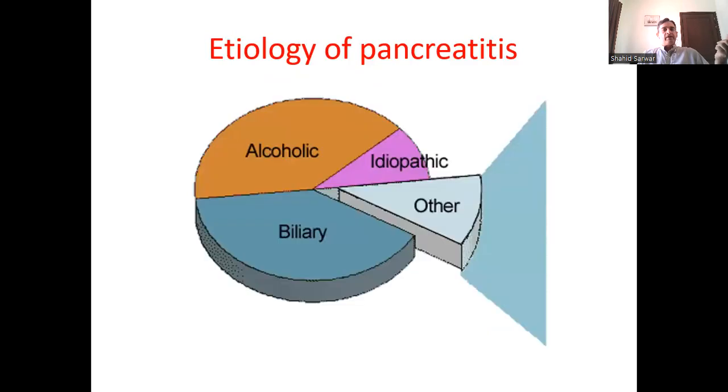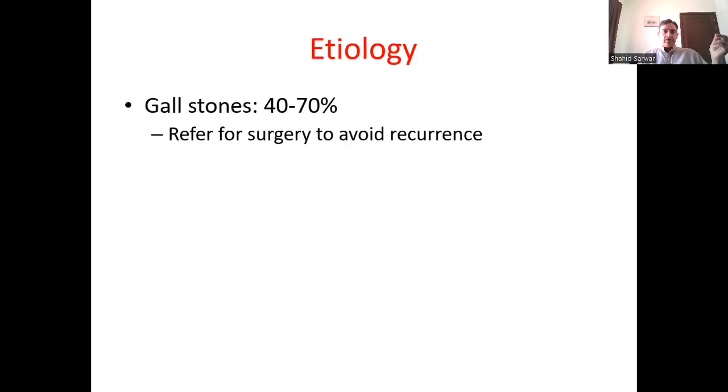What can lead to pancreatitis? We need to remember the two major causes: either alcohol or a stone in the common bile duct, the biliary pancreatitis. These are the two most common causes. Apart from that, there are less common causes, which we'll talk about. And still 5 to 10% of patients will remain idiopathic, where we will not find any cause. So 40 to 70% will have gallstones.